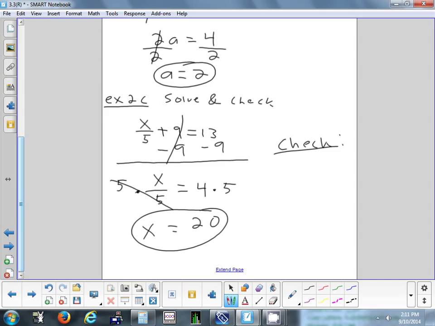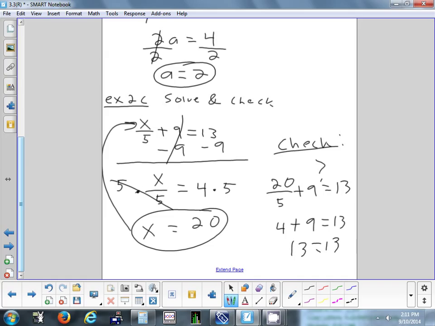Okay, how do we check it? Spencer? You plug in the 20 for the X. Okay, we're going to plug in 20 for X and see what we get. 20 divided by 5, that's 4, plus 9. If we did it right, it should come out to 13. What's 20 divided by 5? 4. What's 4 plus 9? 13. That's true, so that means we did it right.